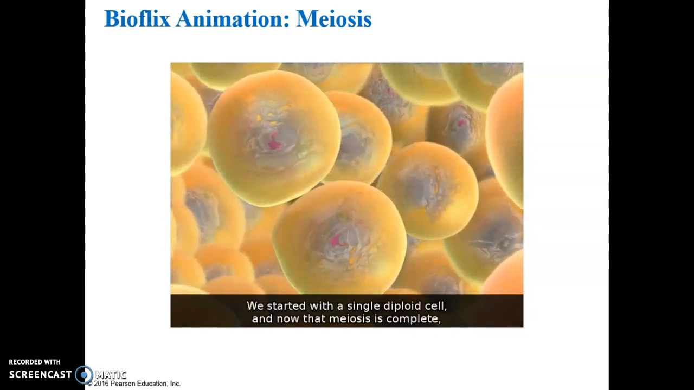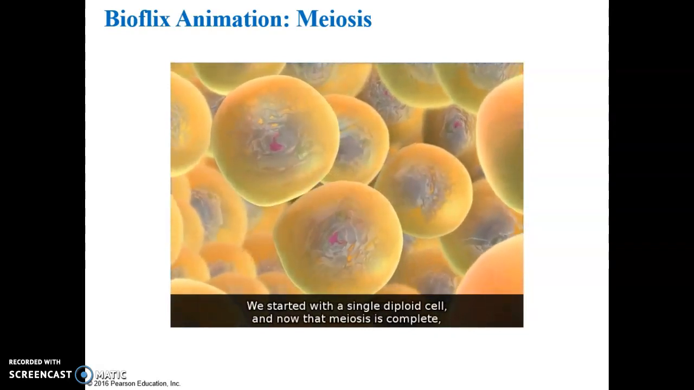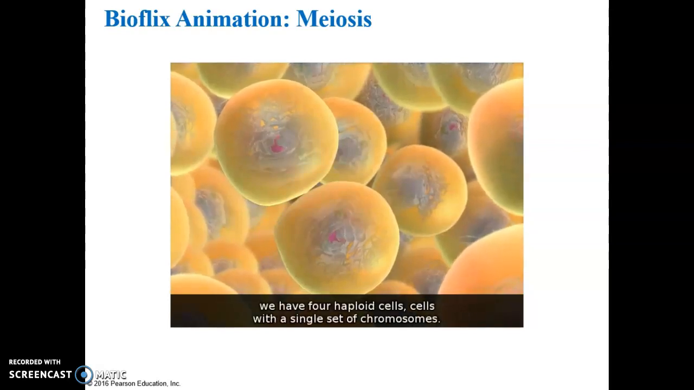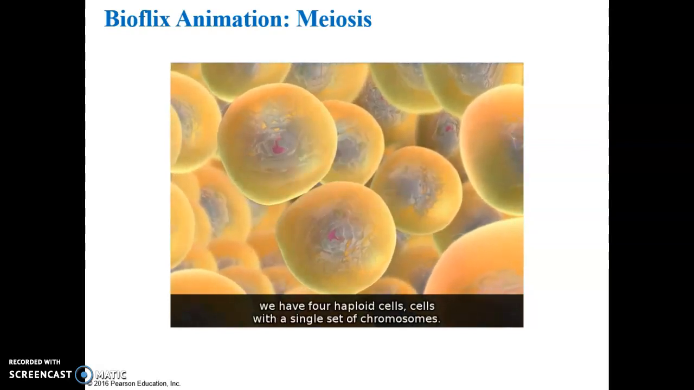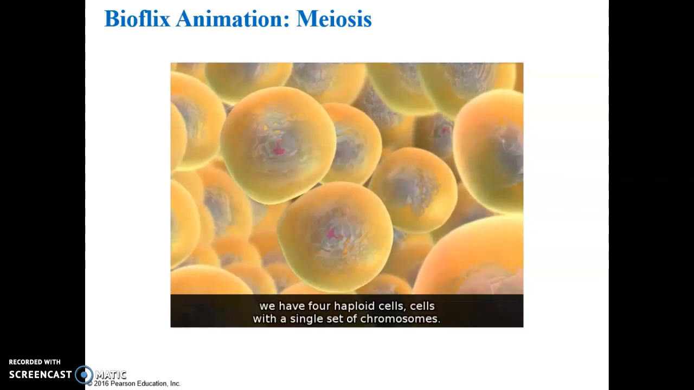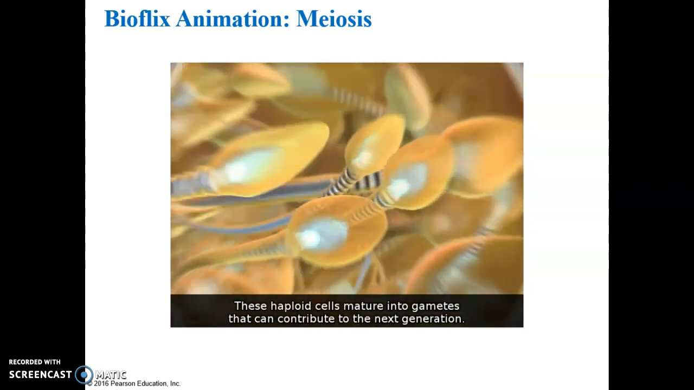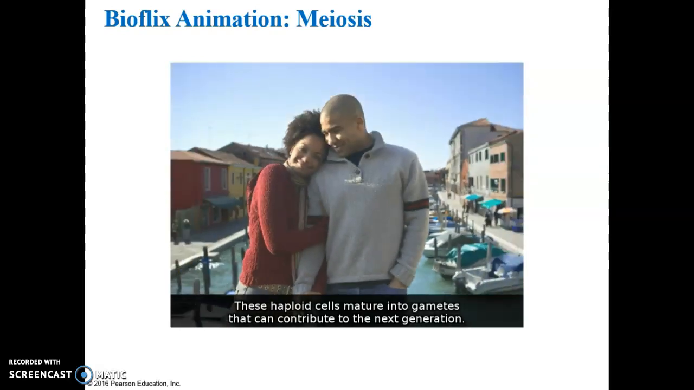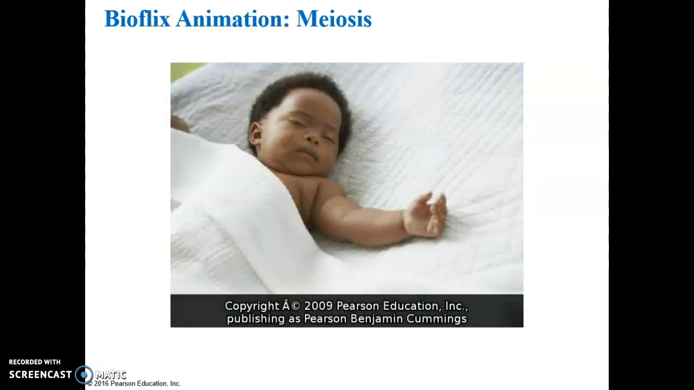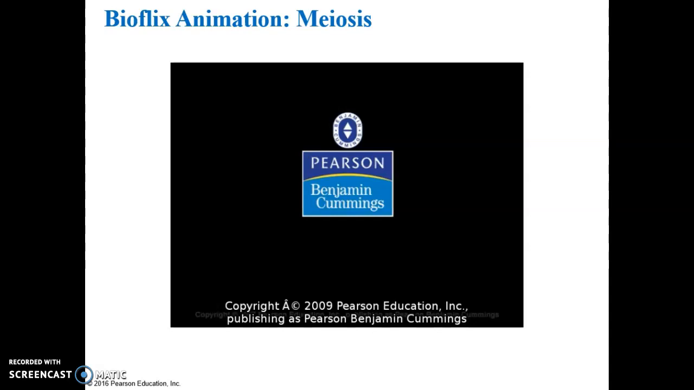We started with a single diploid cell, and now that meiosis is complete, we have 4 haploid cells, cells with a single set of chromosomes. These haploid cells mature into gametes that can contribute to the next generation. So a nice little visual there on meiosis, cell division to produce our gametes or sex cells.